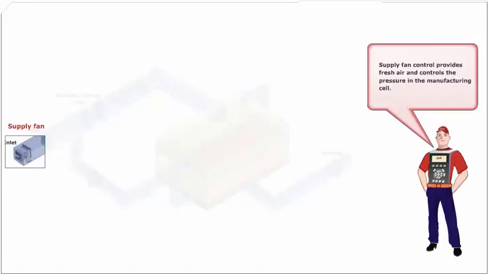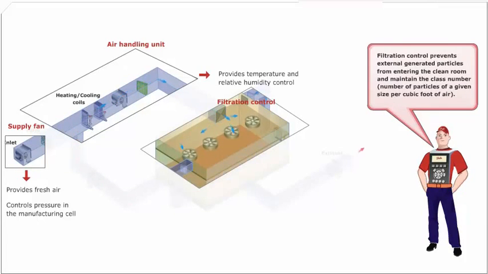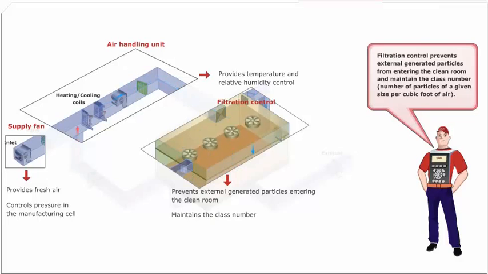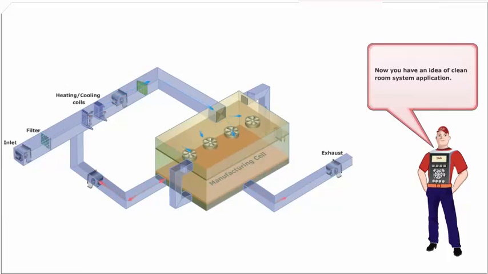Supply fan control provides fresh air and controls the pressure in the manufacturing cell. Air handling unit control provides temperature and relative humidity control. Filtration control prevents externally generated particles from entering the clean room and maintains the class number. The extract or exhaust fan provides fresh air to the clean room for the workers. Now you have an idea of clean room system application.